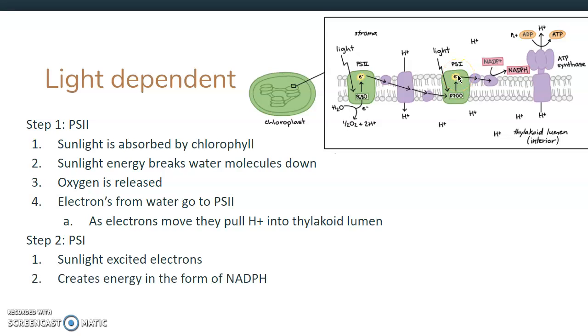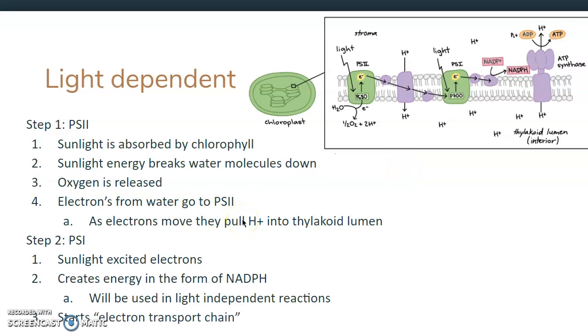This electron is then used to create one of our energy molecules, which is NADPH. So we're charging our battery with this electron that our sun just gave us the energy to do. So now we have a fully charged battery ready to go to our next step. But we also, so that's step 2 is still in photosystem 1.